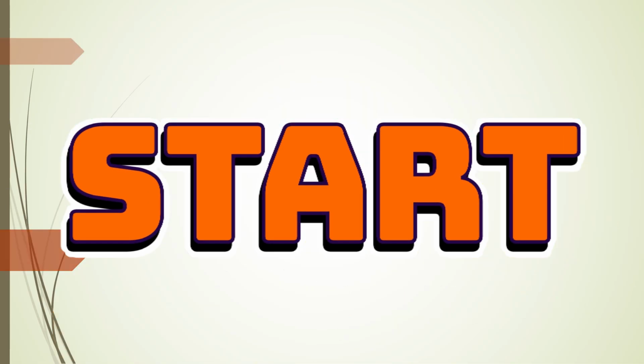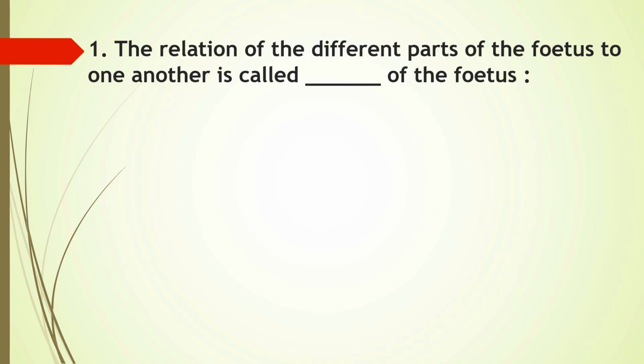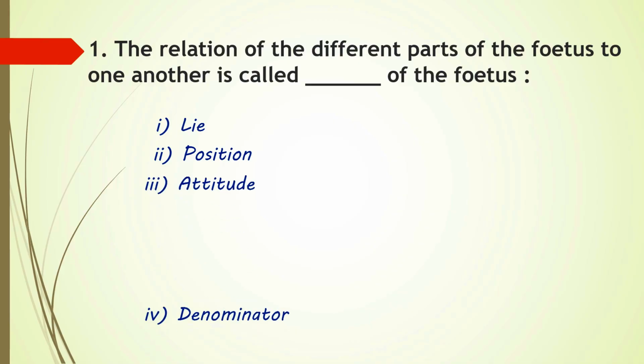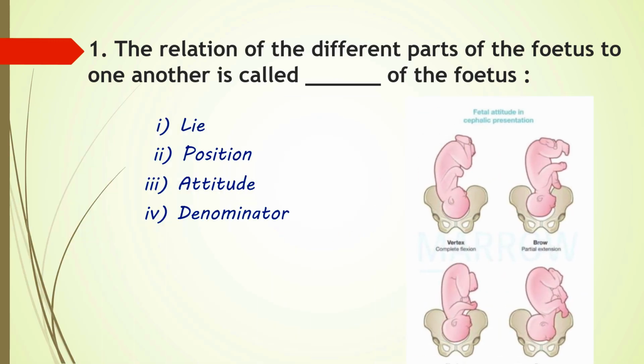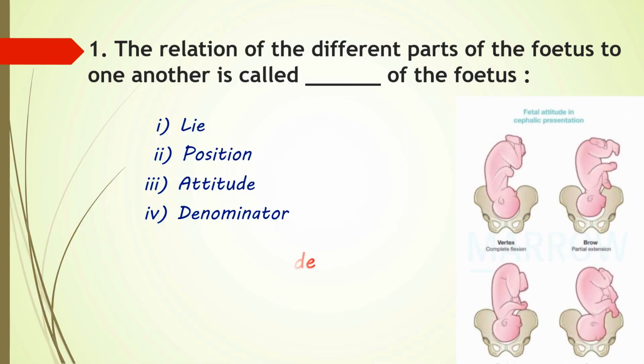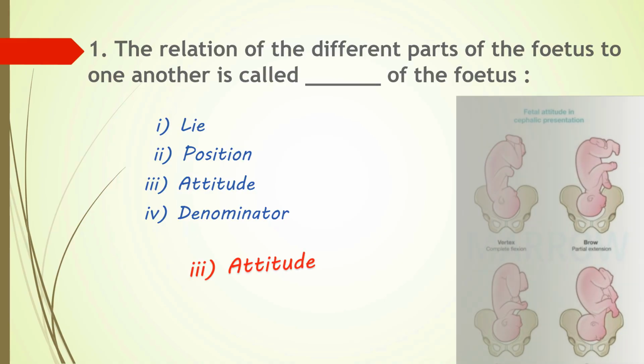Let's get started. Question number 1. The relation of the different parts of the fetus to one another is called dash of the fetus. Options are lie, position, attitude or option 4 denominator. Yes, the relationship of the various fetal body parts to one another is called attitude. For example, flexion versus extension. Here, option 3 is the correct answer.